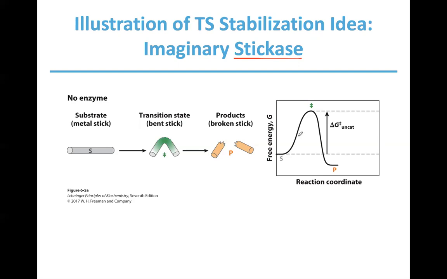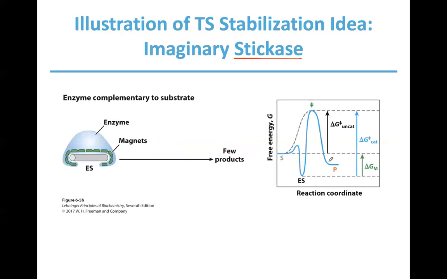And you can see that this is just a normal reaction energy diagram. You have the full stick, you have the products, 2 half sticks, and there's a single transition state, right? So this will be an uncatalyzed reaction.